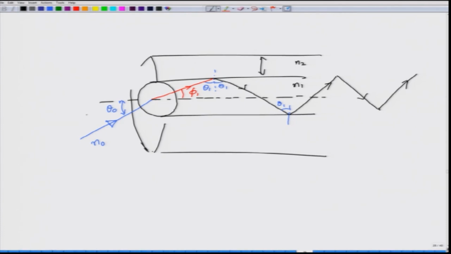Is it possible that there is any limitation on this angle theta 0? That is, if I were to consider light at this angle theta 0, will this light be propagating inside the fiber? Or if I consider light at this very short angle theta 0, will light be propagated? These are the questions that we would like to answer in the next module, when we discuss slightly more about this ray picture of light propagation inside the fiber.